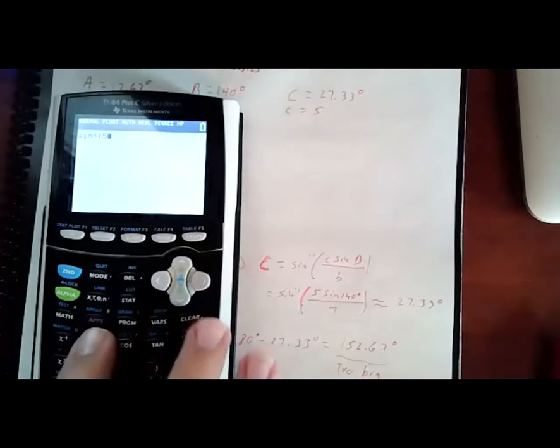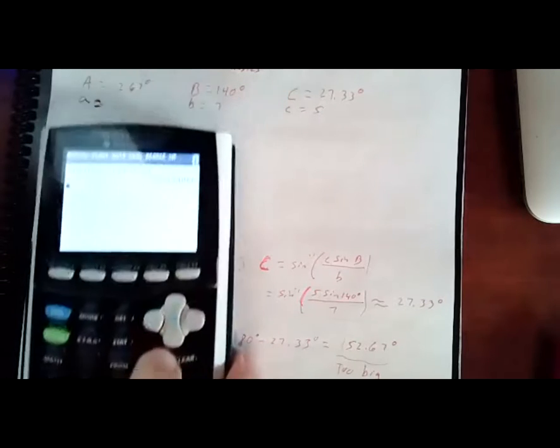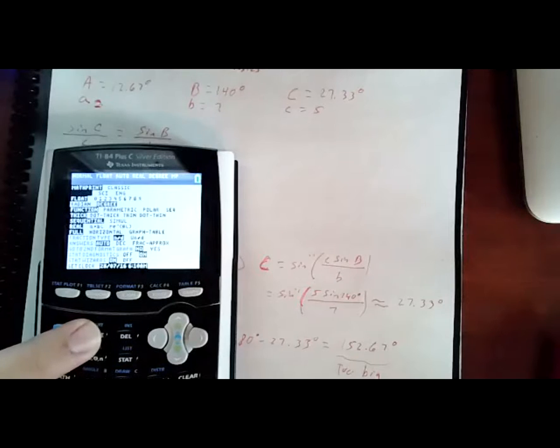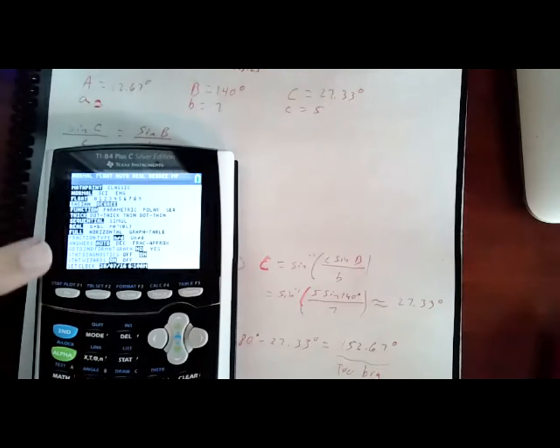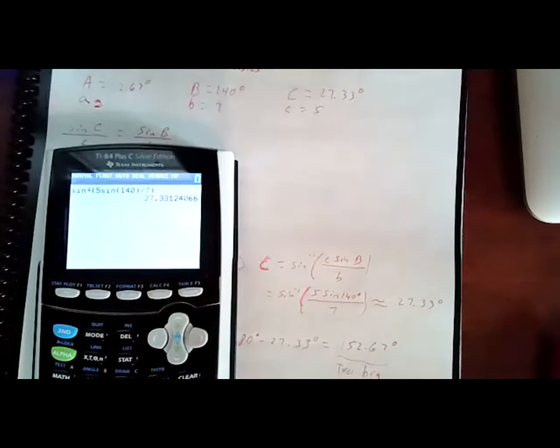Press 5, sine 140, close parentheses, divide by 7, close parentheses. So there's my 27.33. See, I get 0.7756. Do you have it in degrees? Check mode and go to where it says, mine might look different, but look for it and change it to degrees. Oh, put it in degrees? Okay, got it. Yeah.